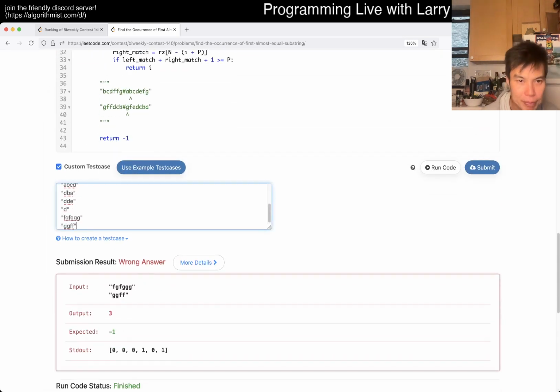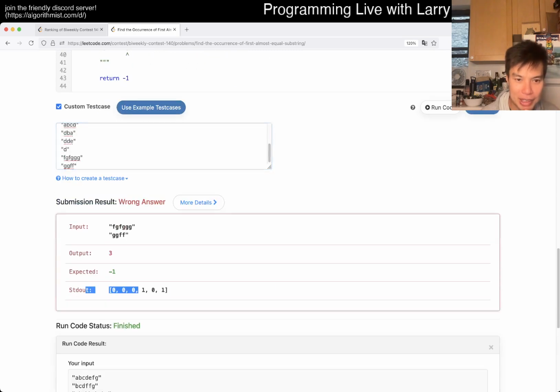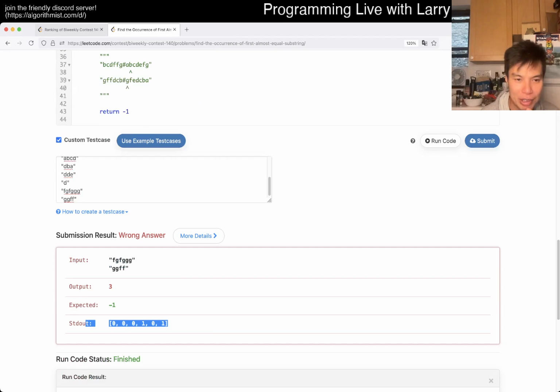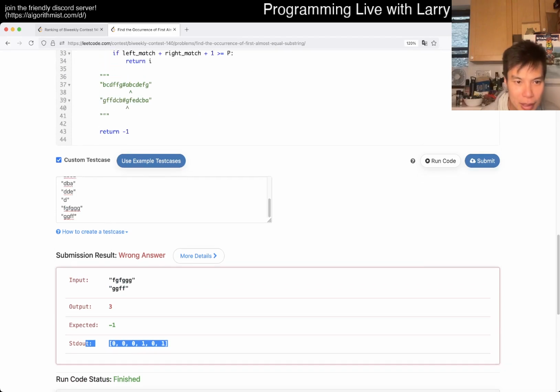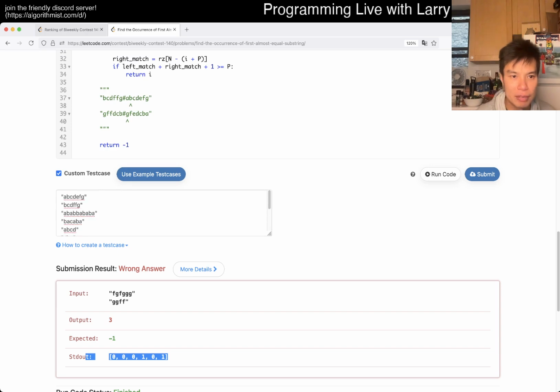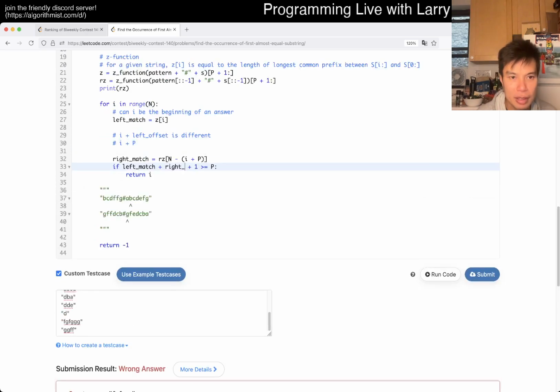Why is that? I also printed with a print statement, so that would also probably be not good, but okay. So why do I think this is a 3? Let's print it out.